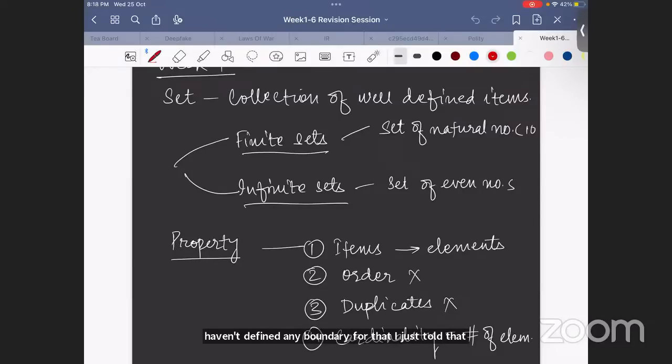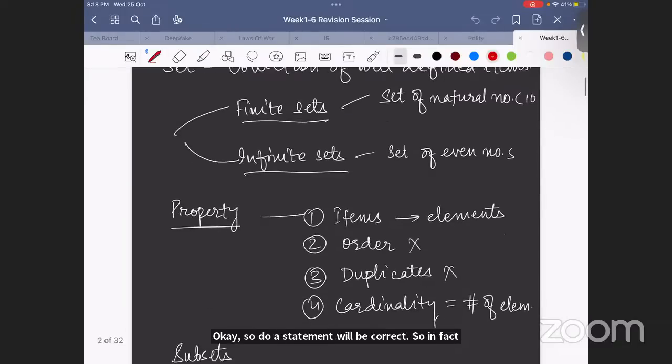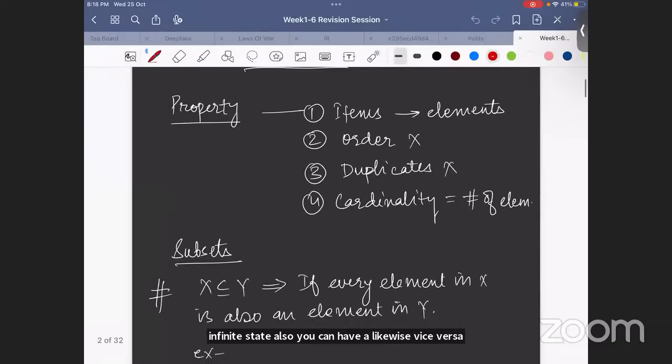So there can be statement type questions like which of the following is correct, and the option can be: a finite set is a set where you have a definite cardinality. Those statements will be correct. For the infinite set also you can have the vice versa of the finite set. Is it clear till now? Yes. So I didn't discuss much till now.